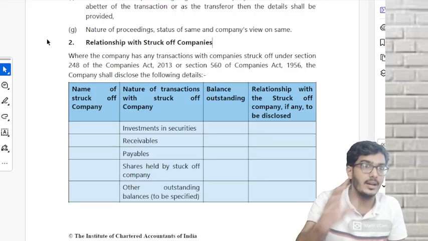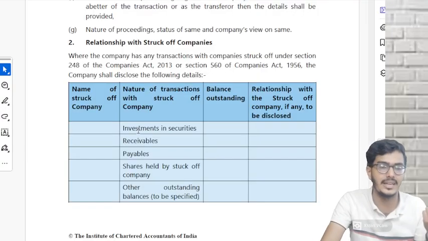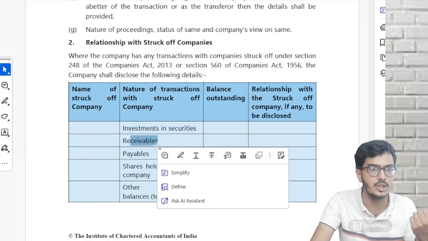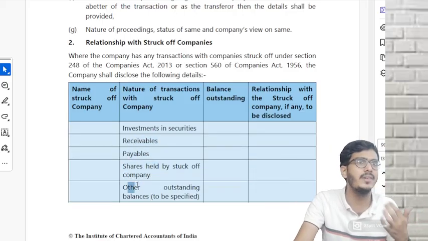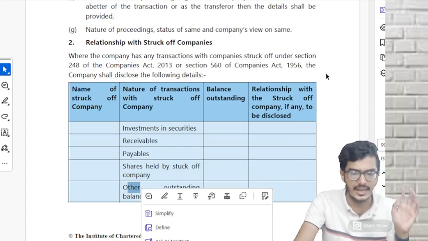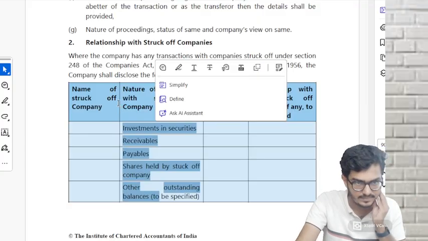A balance sheet means financial statements. Okay, you were having a relationship. Now what kind of relationship? It can be in the nature of investments, debtors, payables, or you were holding any shares, or you were having any other outstanding balances. Like this, you have to draw this box, write these 5 points, and come home with 5 marks.